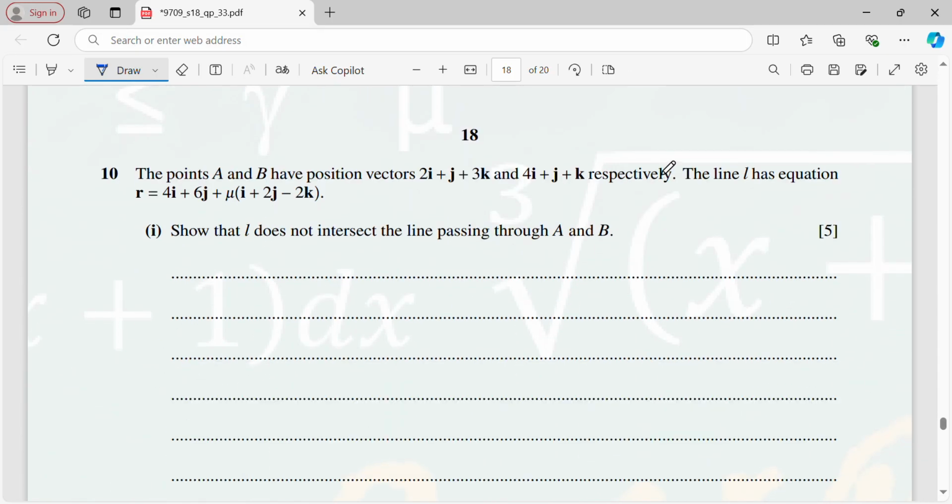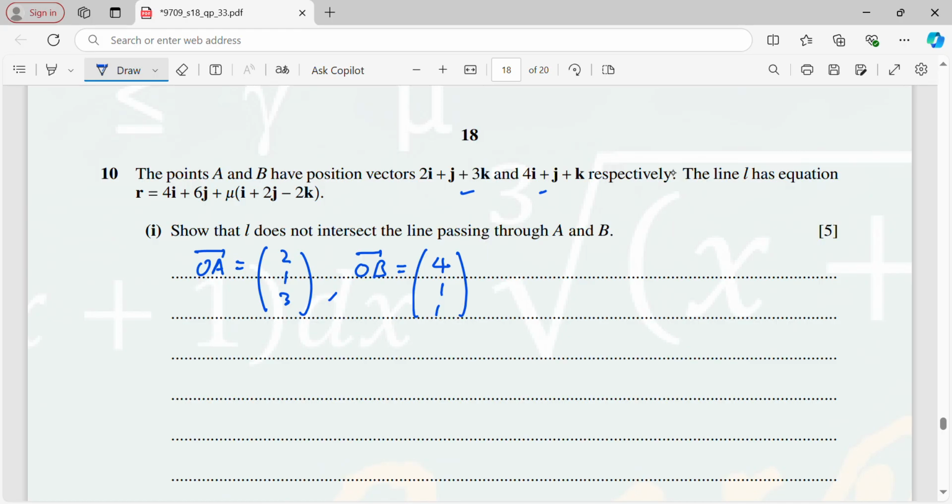Now, next question, number 10. The points A and B have position vectors respectively, the line L has equation. Show that line L does not intersect the line passing through AB. Okay, so from the position vector, I will just change to OA first and express in column vector form. That will be 2, 1, 3, because 2i plus 1j plus 3k. And then position vector OB is going to be 4, 1, 1.